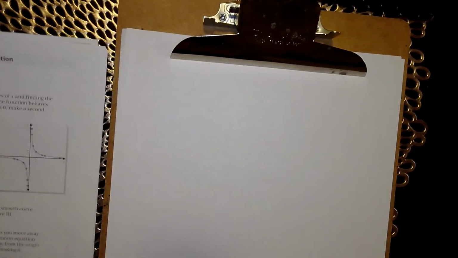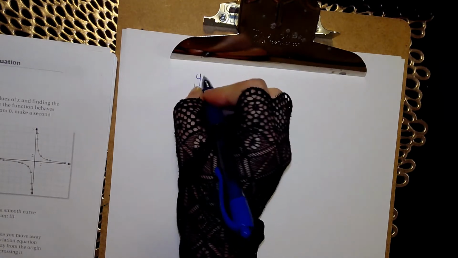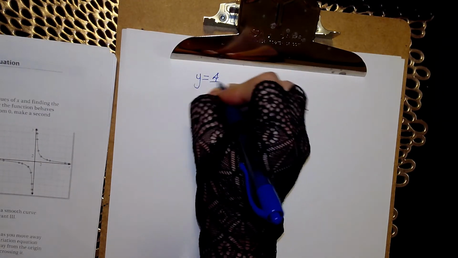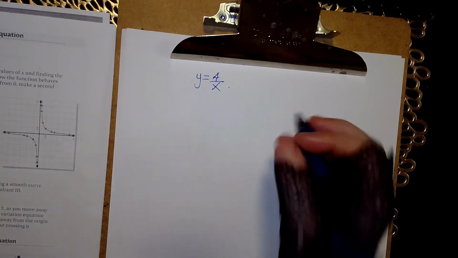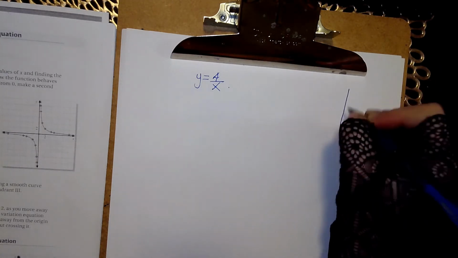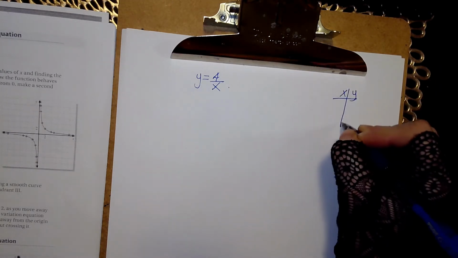Okay, so we're going to move on and we're going to graph. So I'm going to go ahead and graph it from scratch. So they want us to graph y equals 4 divided by x. So these are inverse, all right? So we're going to see how this graphs out. So let me plot some points.